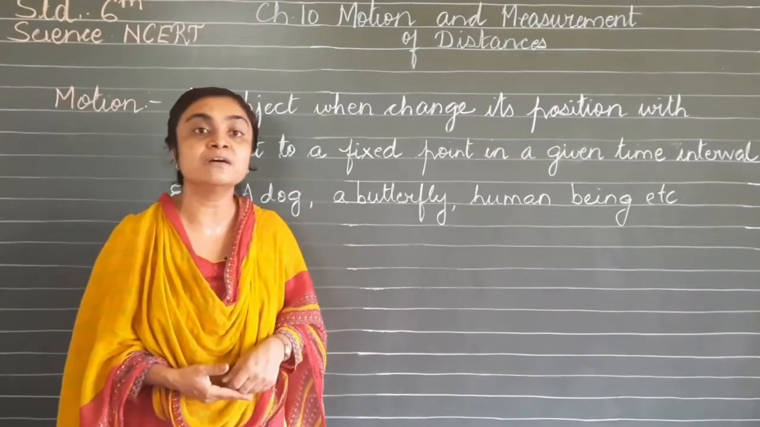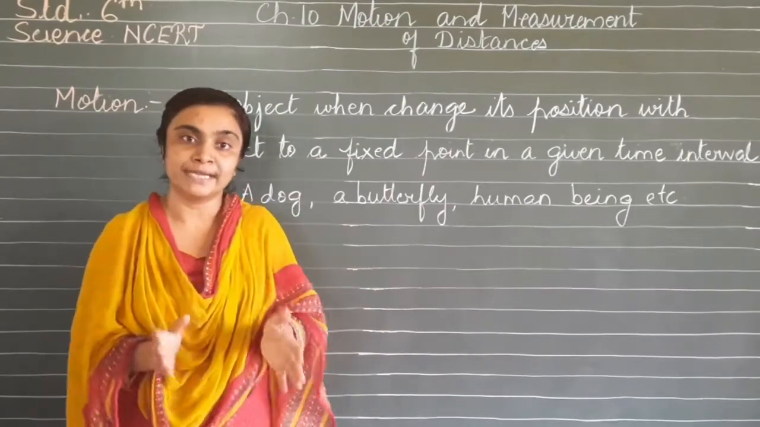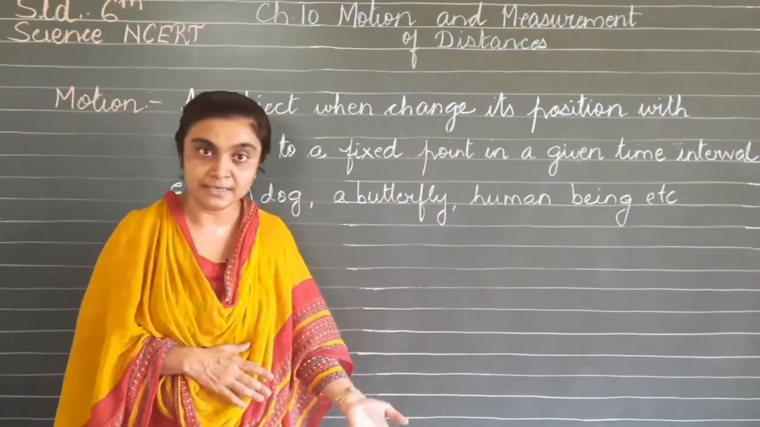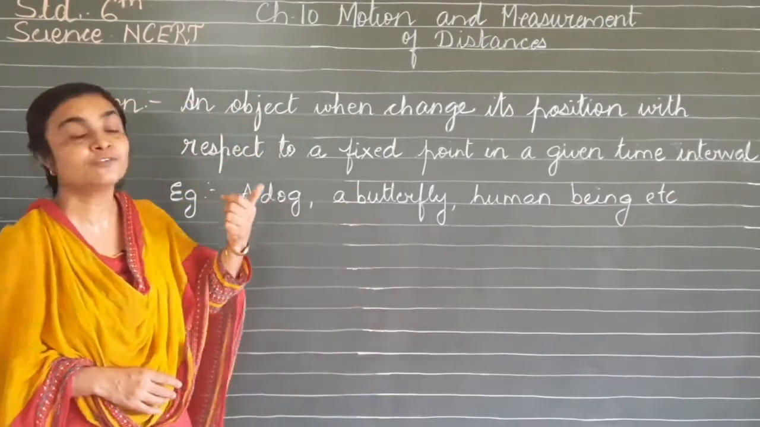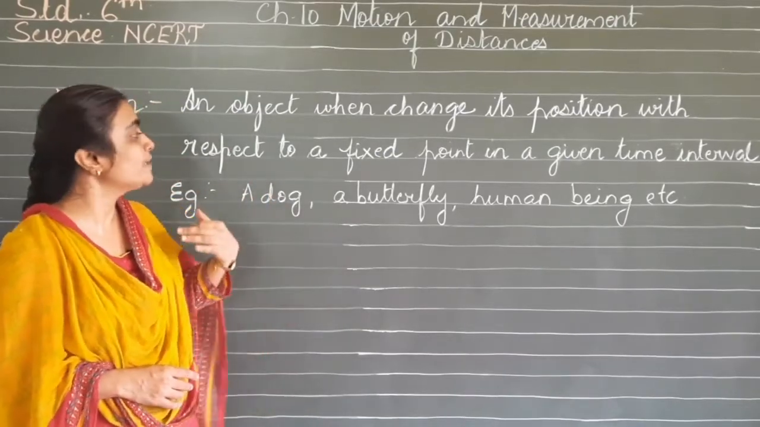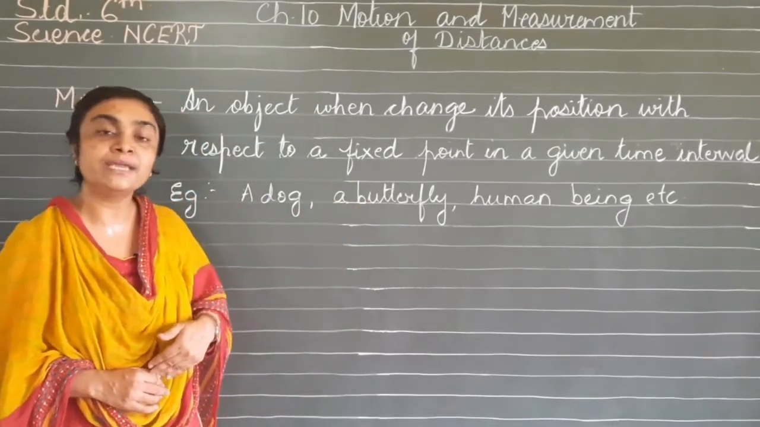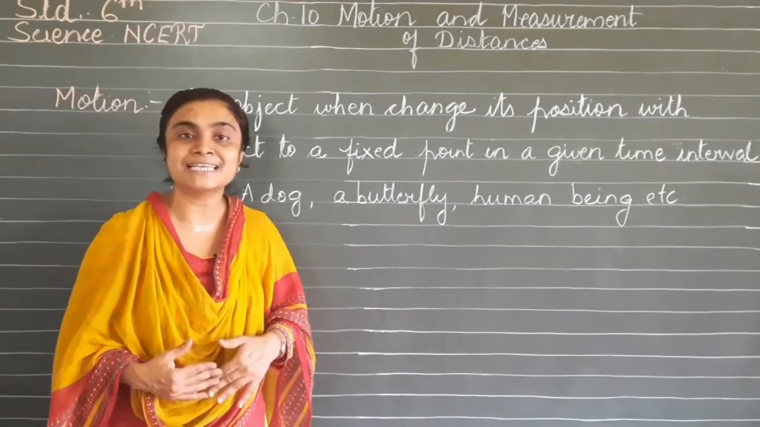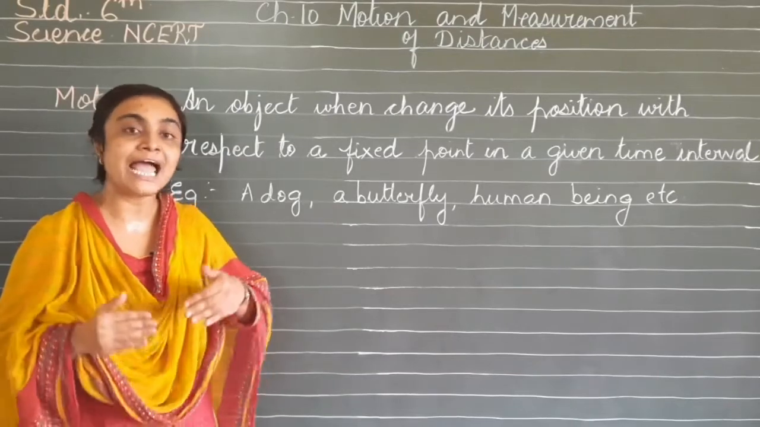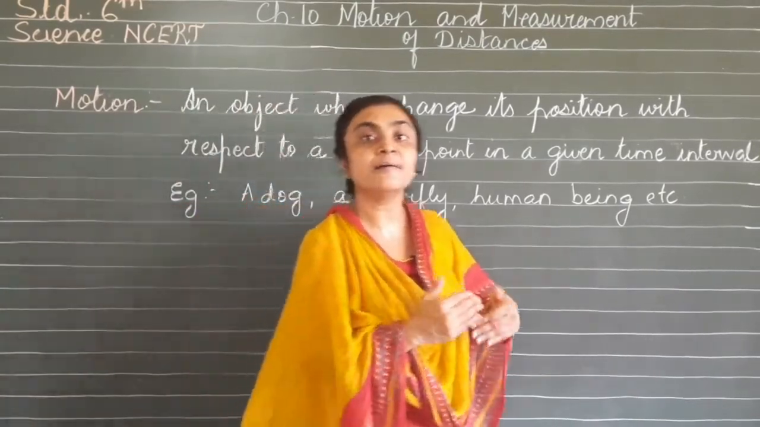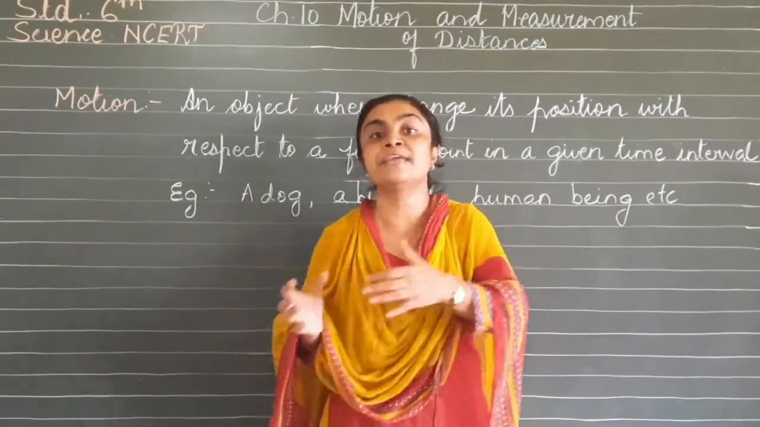So first of all we will start with motion. What is motion? The simple meaning of the word motion is movement, moving from one place to another in a given time. An object that changes its position with respect to a fixed point in a given time interval is said to be in motion. For example, I am standing over here at a fixed point. Now from this fixed point I am moving some distance in a given time. That means I am doing motion. I am moving, so I am in motion.